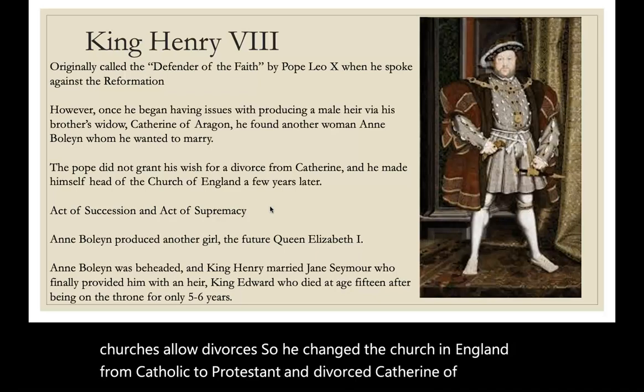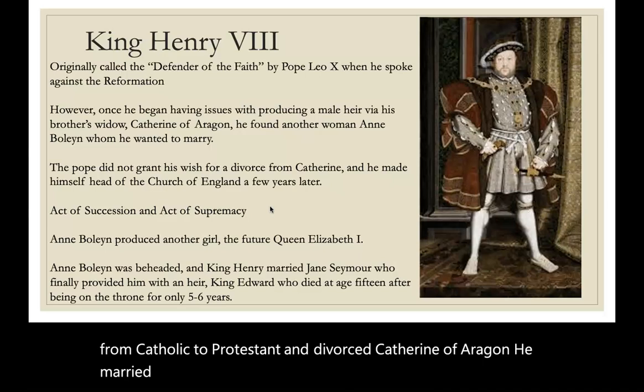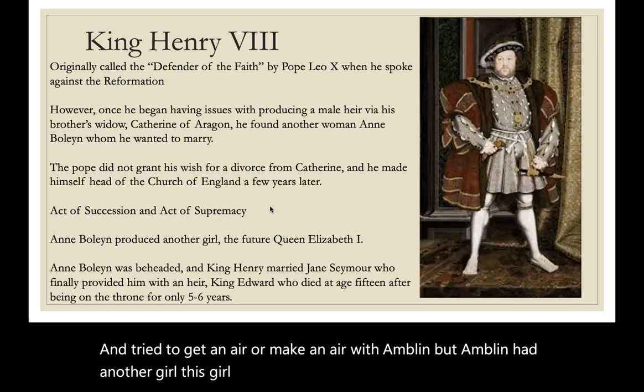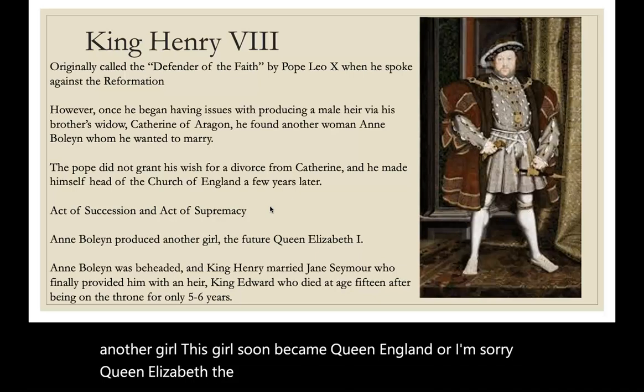He married Anne Boleyn, whom he was having an affair with, and tried to get an heir, or make an heir with Anne Boleyn. But Anne Boleyn had another girl. This girl soon became Queen Elizabeth I. But throughout all this, King Henry had created acts of succession.